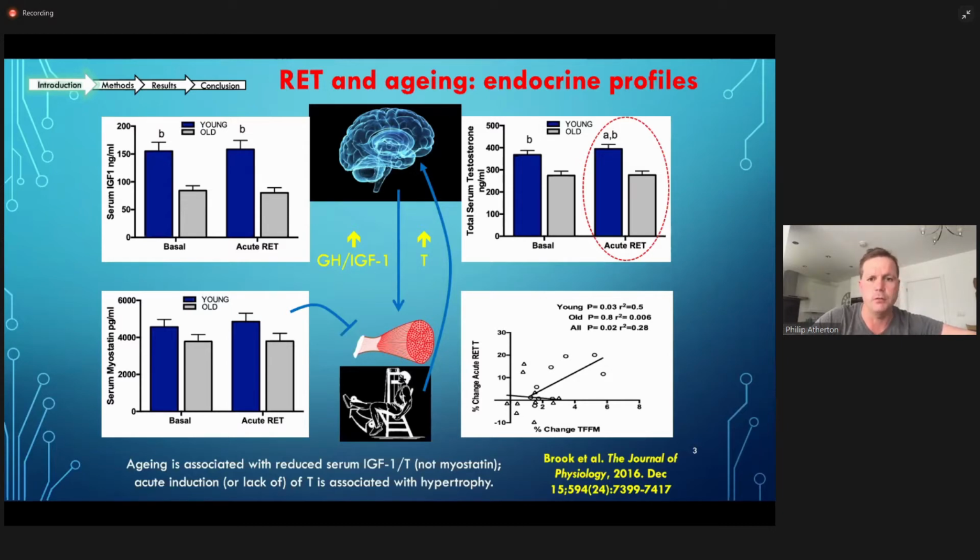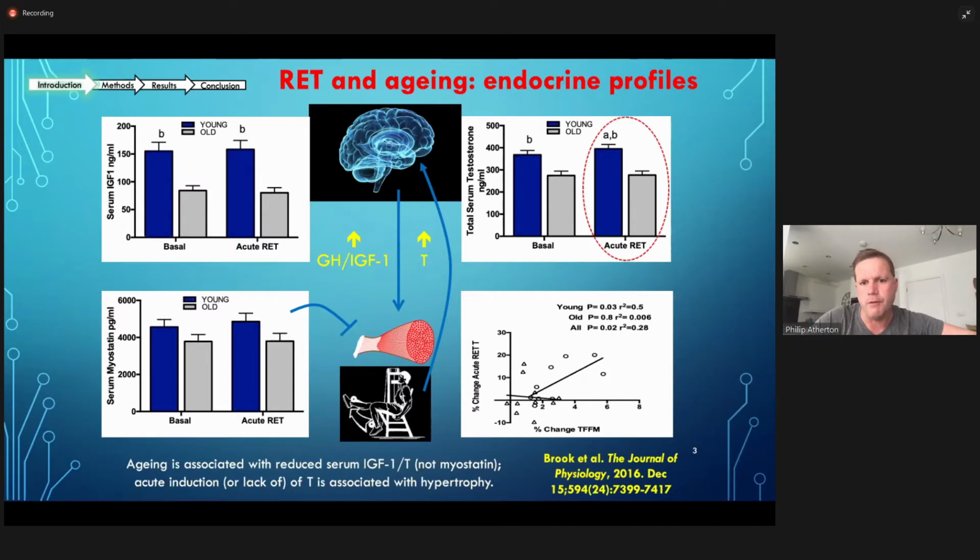You can see some classic characteristics in endocrinology. If you look at the top left and top right, serum IGF-1 and testosterone are significantly lower, as you would expect, in our older participants. Myostatin is not. If anything, myostatin is higher in younger than older subjects, which, if you think of its role as a growth antagonist, is contrary to some of the earlier data. But we routinely find that there is no increase in myostatin in older age.